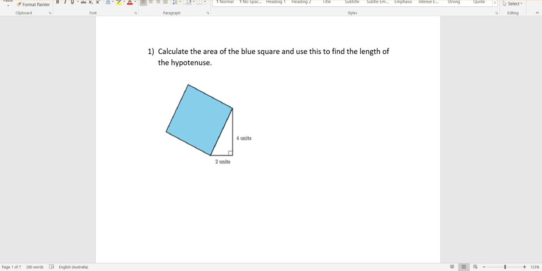Okay, for our first question, it asks us to calculate the area of the blue square and use this to find the length of the hypotenuse. It's number 4 there and number 2. So have a go first with all the questions we do and see how you go.